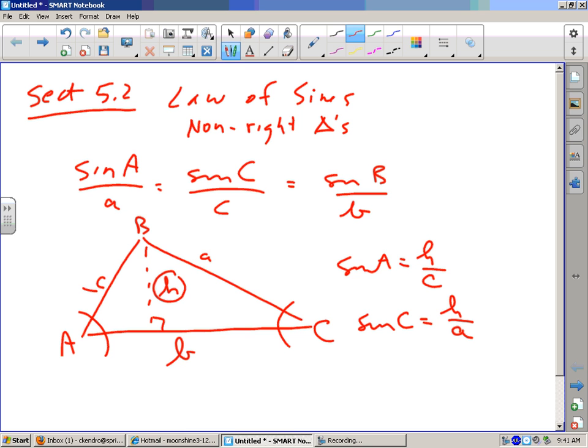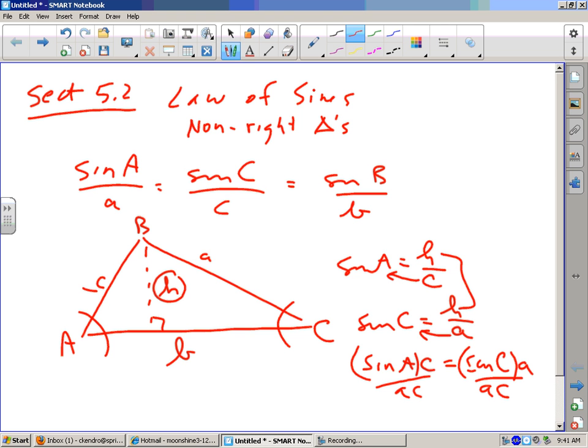Now if I multiply both sides and try to get h alone, I'm going to multiply this by c and this by a. I get sine of A times c is equal to sine of C times a, because they're both going to be equal to h, so I can set them equal to each other. Now if I divide both by ac, here the a's will cancel, here the c's will cancel, so I get sine of A over a, sine of C over c. So that's where the formula came from.